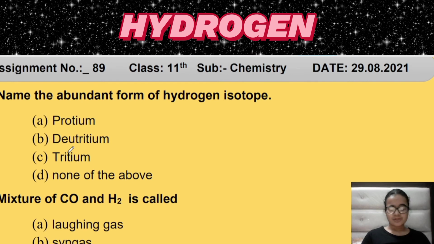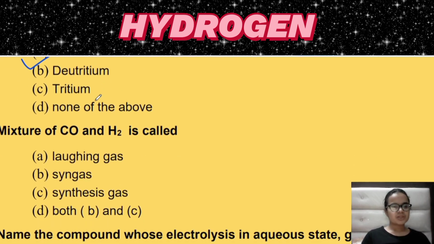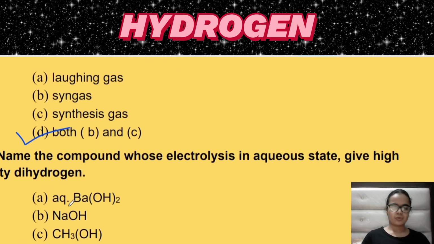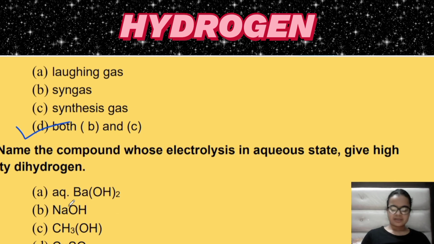Next question is, name the abundant form of hydrogen isotope, and the answer is protium. If you have read NCERT, these questions are going to be very easy for you. Mixture of CO and H2 is called, and the answer is both B and C. It is also known as syngas and synthesis gas. So this is already stated in NCERT.